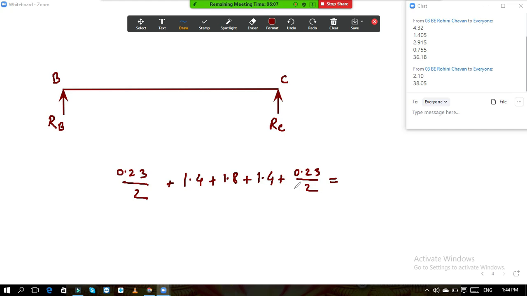Total length? We had calculated it, right? Let me know the answer fast. You're taking too much time. Nobody is reacting fast. 4.83 was our total length. Okay, so this is our total length.